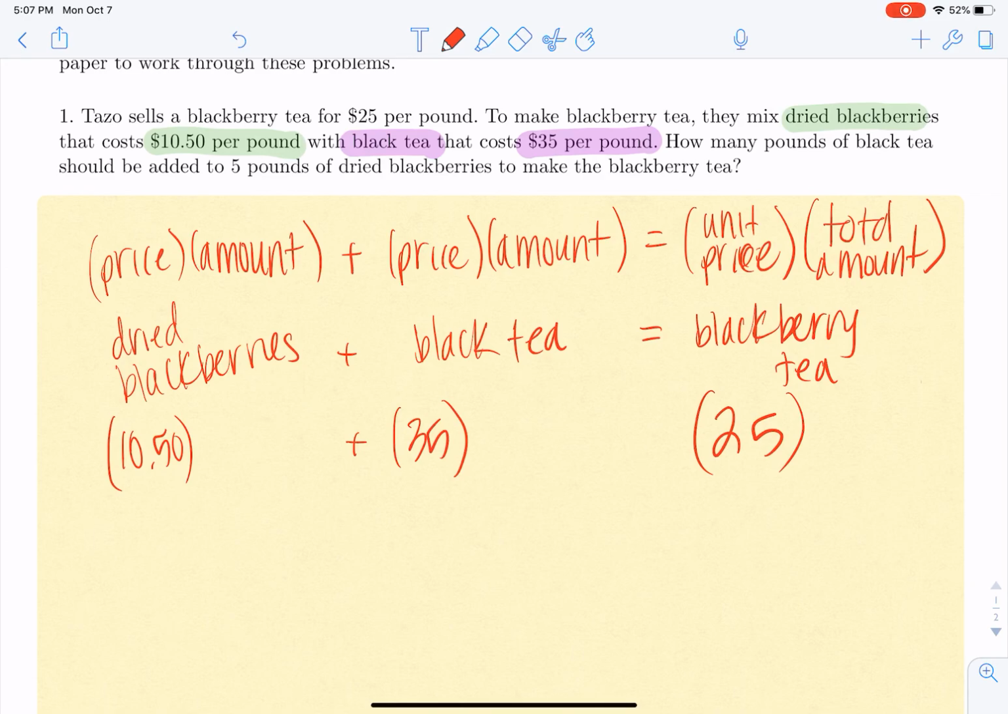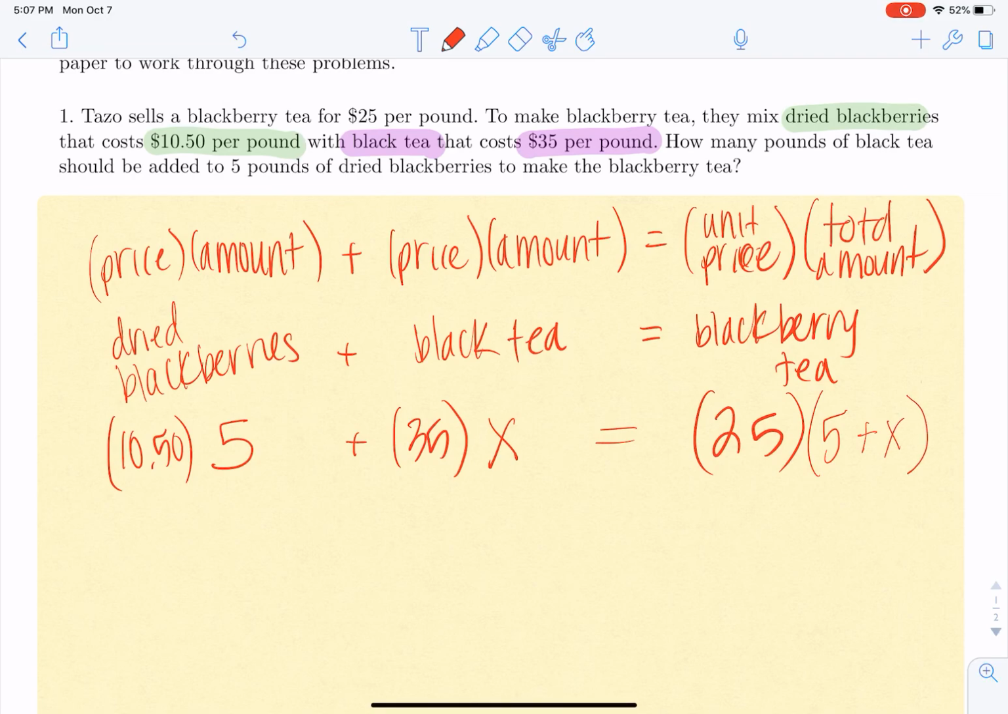So how many pounds of black tea, so I'm looking for how many pounds of black tea should be added to 5 pounds of dried blackberries to make the blackberry tea. So let's go ahead and call the piece that's missing X, and this is equal to my total amount, which if I look here is actually 5 plus X.